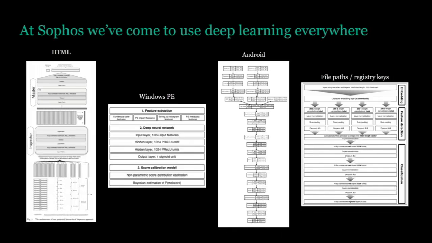So here on this slide I'm showing architecture diagrams for neural networks that we've developed. You see on the left an HTML neural network, a Windows PE detector, which detects malicious EXEs and DLLs and sys binaries, an Android neural network, and a neural network that operates on file paths and registry keys. So we're using neural networks very widely. Actually, this is just a subsample of the systems that we've built to detect malicious content. What we're finding is, not by virtue of some ideological commitment to machine learning, but for practical reasons, we need to use machine learning in all these contexts. It's a really important tool for detecting malware and detecting malicious behavior.